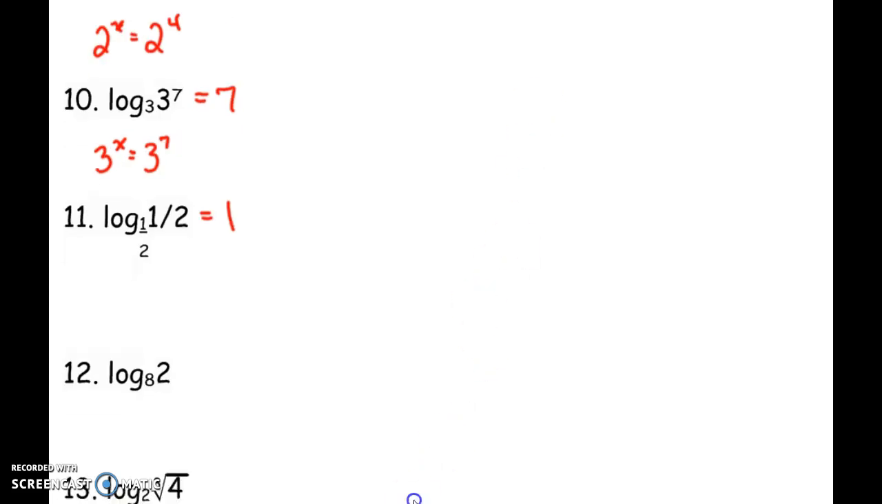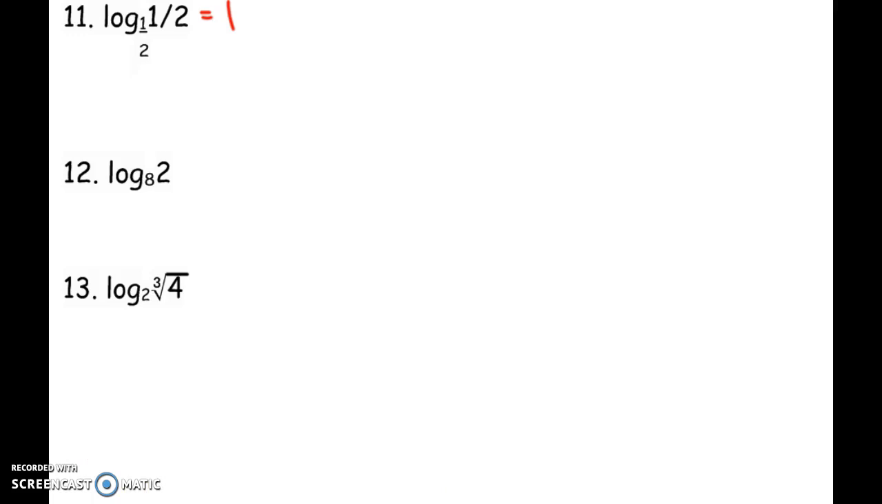All right, last two. Log base 8 of 2. Ooh, got to think about this one for a second. 8 to some power is 2. We've been using this relationship between 8 and 2 for a while. Can I raise 8 to a whole number power and get 2? No, right? Because it's 8, 64, 512. It's just going to keep getting bigger.